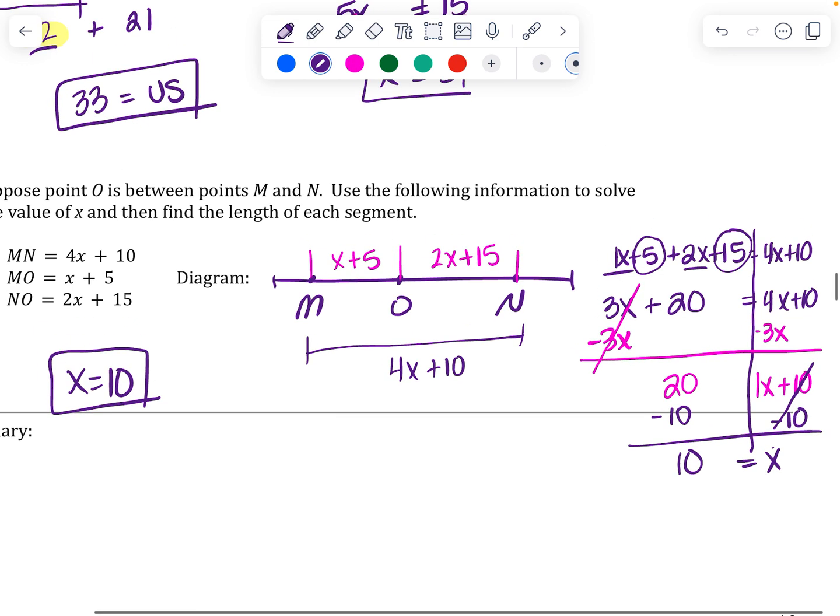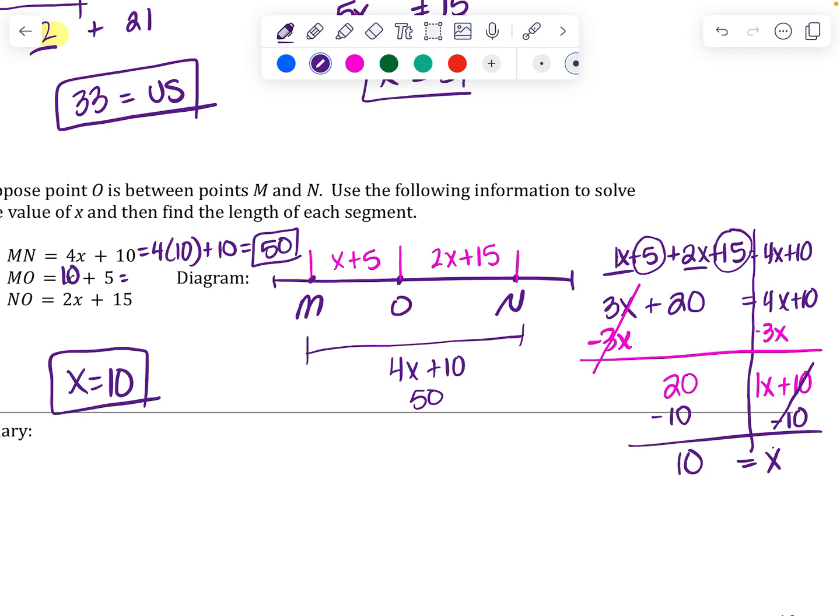Now if we put 10 back into each one, 4 times 10 is 40, plus 10 more would be 50 for the length of MN. So that's the whole length. And then MO would be 10 plus 5, which is a length of 15. And ON would be 2 10s, which is 20, plus 15, which would be 35. So this length was 15, and this length was 35, and the total length was 50. So then we have finished the full question.